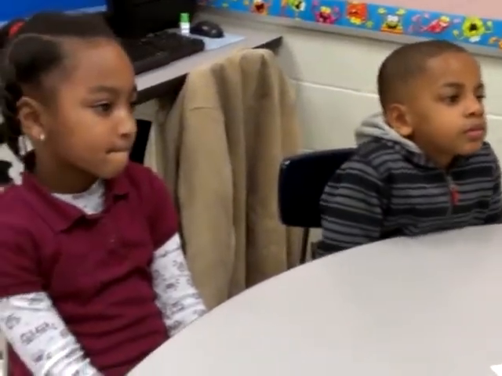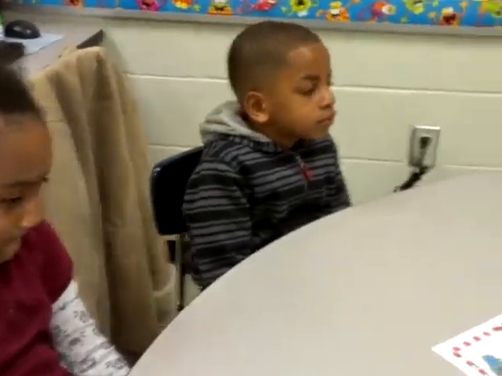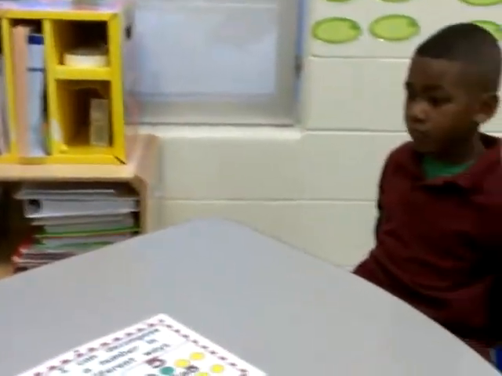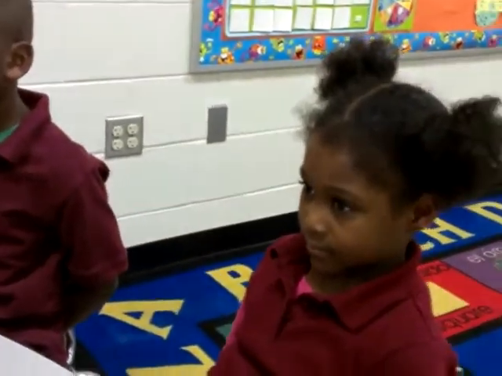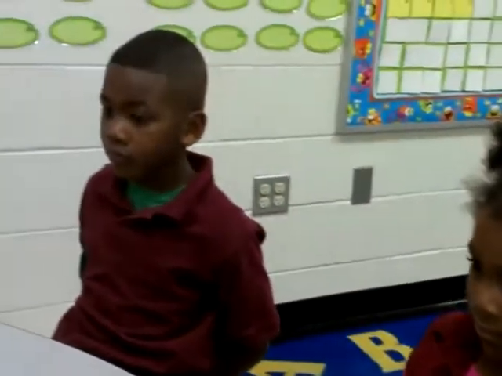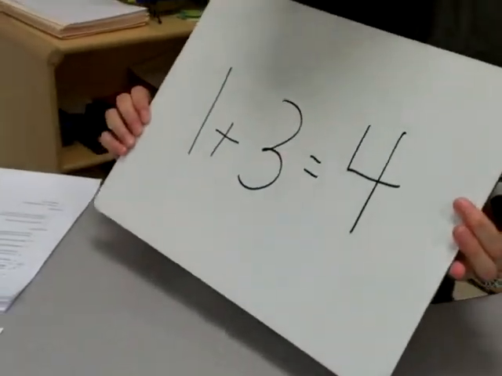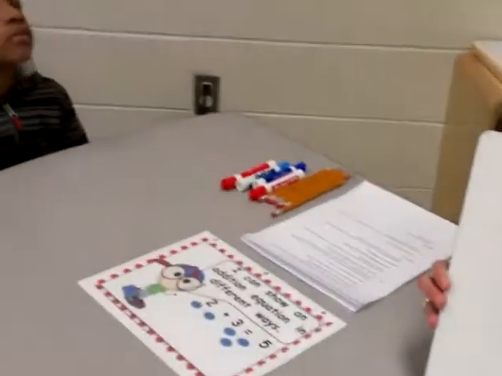Our first vocabulary word is number sentence. A number sentence is an equation that uses numbers and symbols to solve a problem. Okay? Say it again. A number sentence is an equation that uses numbers and symbols to solve a problem. For example, say I wanted to write 1 plus 3 equals 4. Okay? So 1, 3, and 4 are my numbers, and the plus sign and equal sign are my symbols. So when I put them all together, I get 1 plus 3 equals 4.